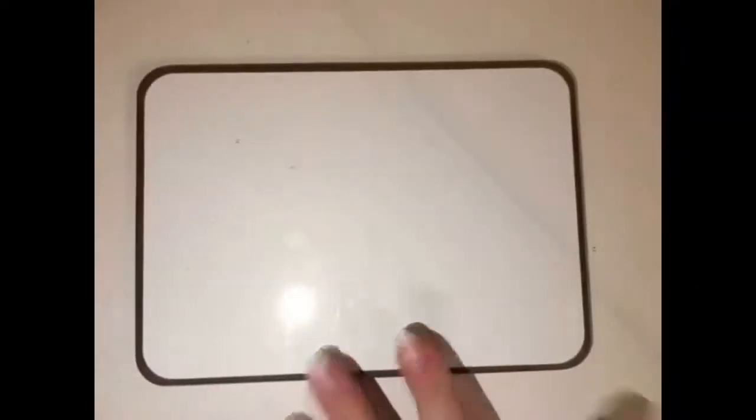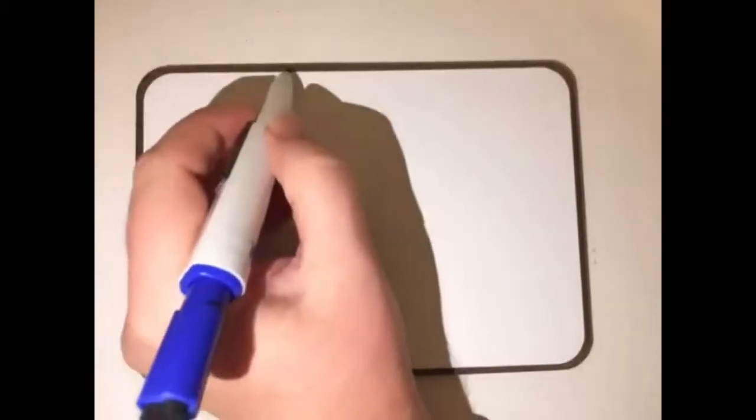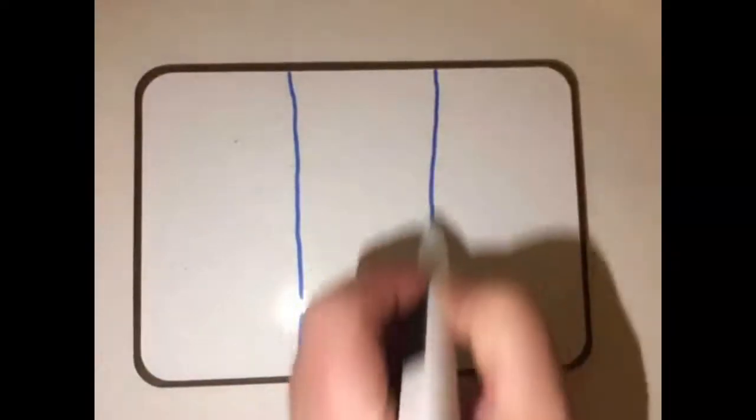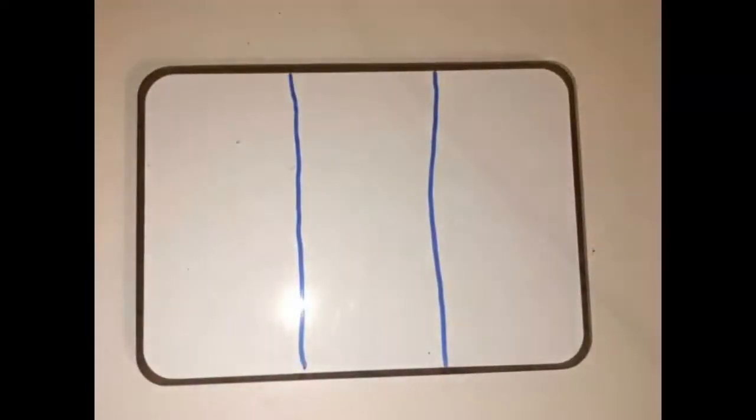All right. So we're going to take our paper or whiteboard and put it sideways like this. And we're going to divide the whiteboard or paper into 3 parts. So a line right about here, and a line right about here, and then you've got 3 sections. Okay, so go ahead and make your lines, and then we're going to talk about something called an R-controlled vowel.